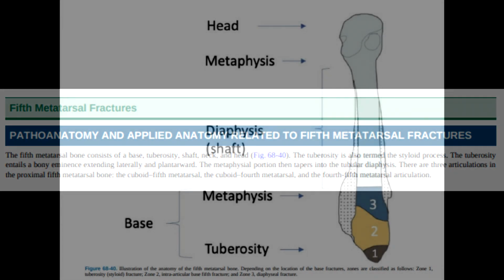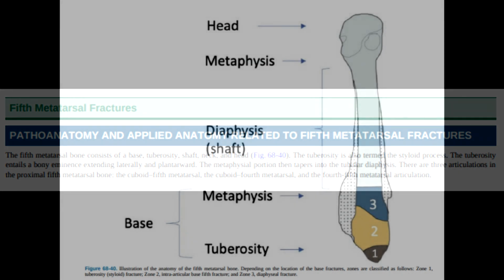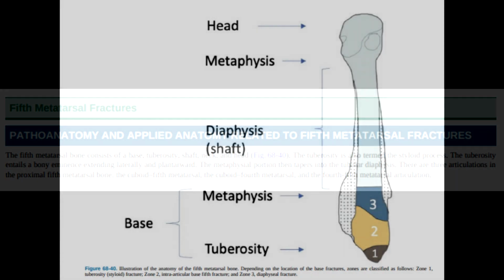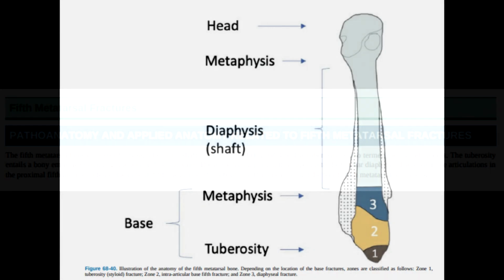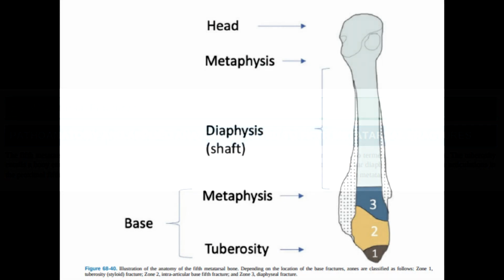The diagram divides the fifth metatarsal into zones corresponding to common fracture patterns. Zone 1, tuberosity, styloid process. Zone 2, metaphyseal-diaphyseal junction, true Jones fracture. Zone 3, proximal diaphysis, stress fractures. This classification is essential because each zone behaves differently in terms of blood supply, healing potential, and mechanical forces.